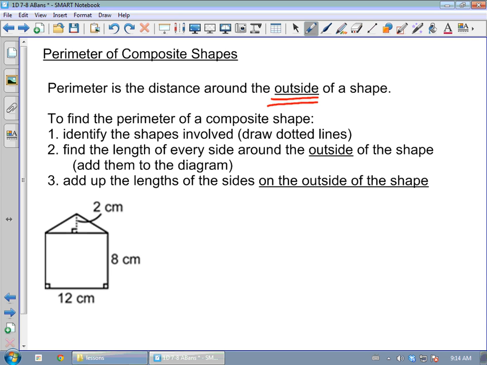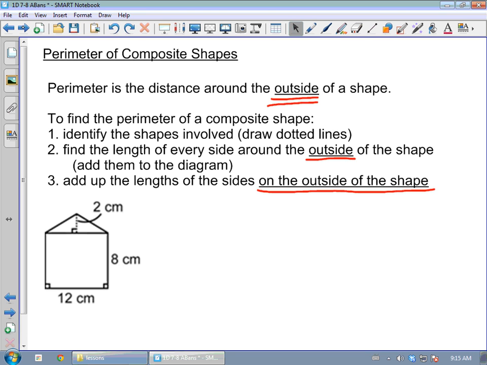Okay. So again, 3 steps I think you should follow. Identify the shapes involved, draw dotted lines if necessary. Find the length of every side, again, on the outside of the shape. We only care about what's going on the outside of our shape. And a good thing to do is add them to the diagram. By the time you're done the question, you should have every side on the outside of your shape labeled. And because perimeter is the distance around the outside of the shape, to get our total perimeter, we're going to add up the lengths of the sides, again, on the outside of our shape.